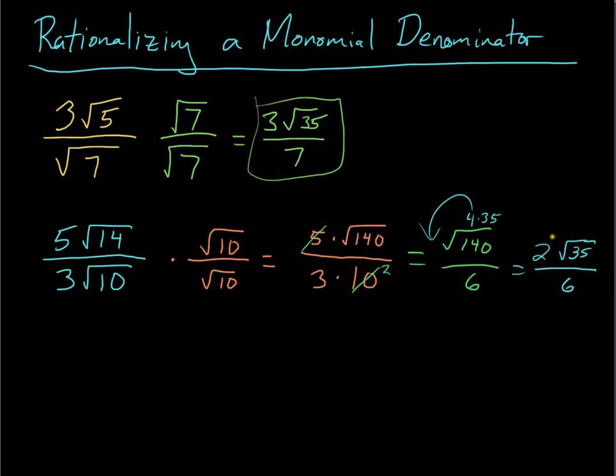And again, I can reduce the 2 and the 6, make that a 3. So I've got root 35 over 3.